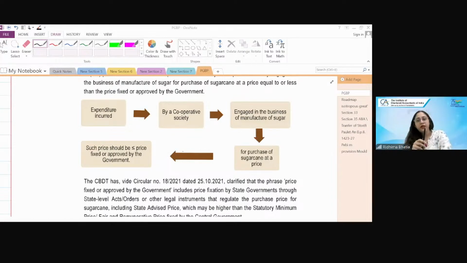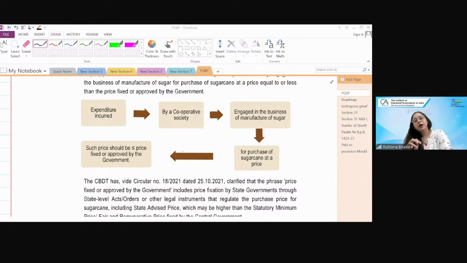Very good. People show it at a higher price. There is a statutory minimum price and then there is the final price. People overprice it because, and this is specifically for cooperative societies, among their members they can overprice, their taxability does not come, and they can easily evade the tax. So to curb this practice of claiming excess payment as a business expenditure, this particular section was introduced.